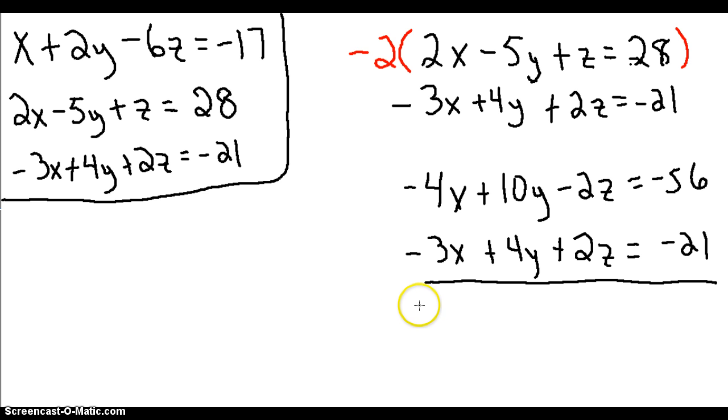Negative 4x plus negative 3x is our negative 7x. Plus, when we add the y's together, we get 14y. And we notice the z's will cancel because negative 2z plus 2z equals 0z, which is 0, so the z will be gone. And that's going to equal negative 56 plus negative 21, negative 77. Okay? So, we eliminated z from one pair of equations, now we need to pick another pair.